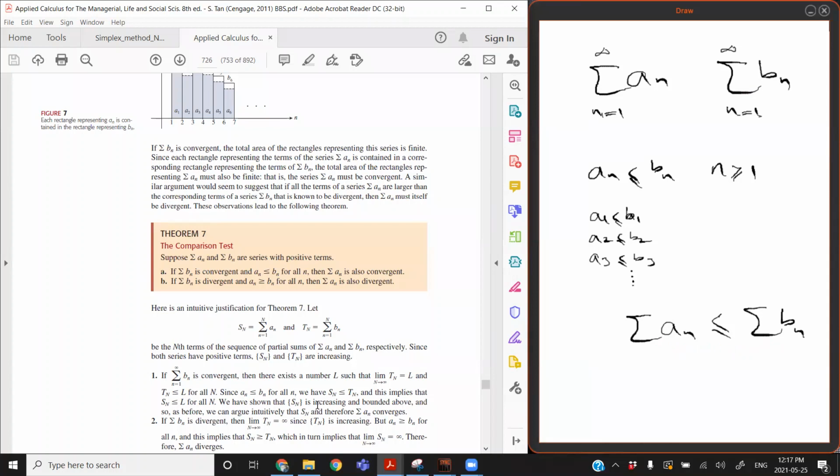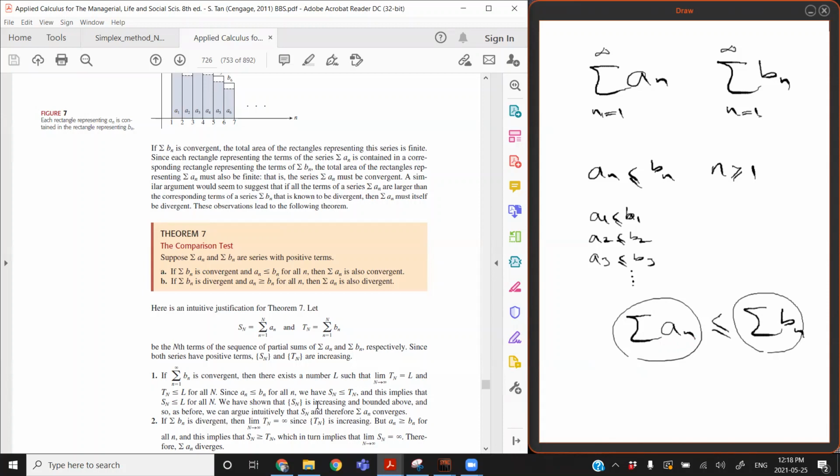Now, what if I am able to prove that this is a finite number? If I'm able to prove that sigma bn is convergent, in other words, that sigma bn equals a finite number, then automatically this one would also be convergent. Does that make sense? That is, if this one equals a finite number, for example 10, and this one is smaller than that, then this one has no choice but to be convergent. It should also equal some finite number.